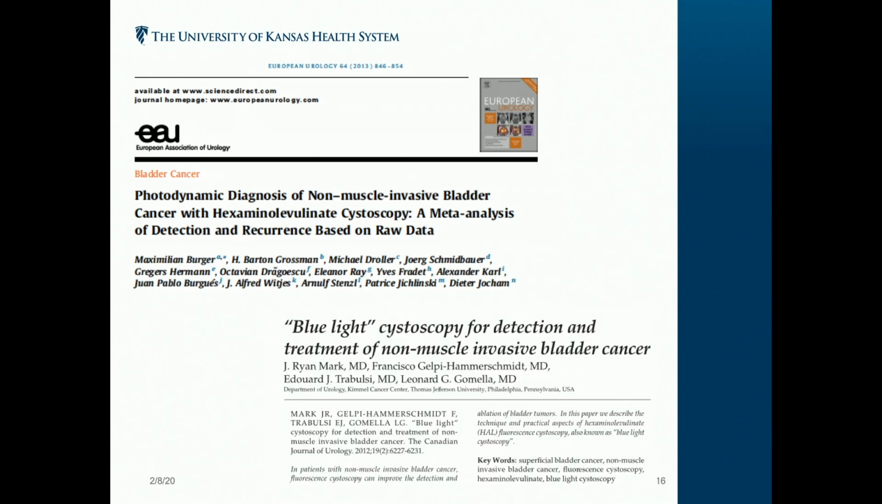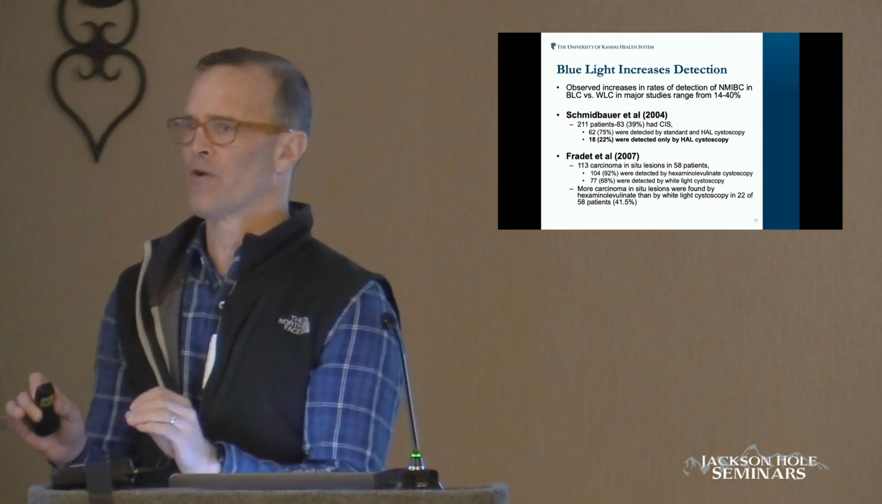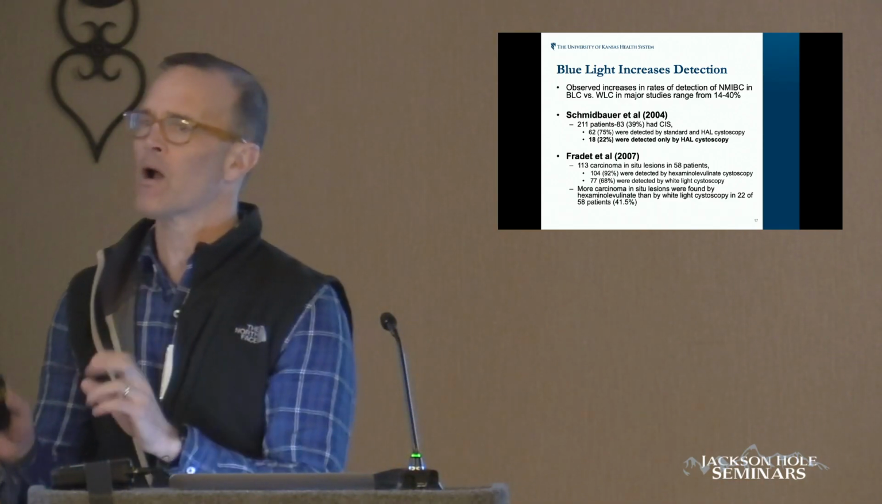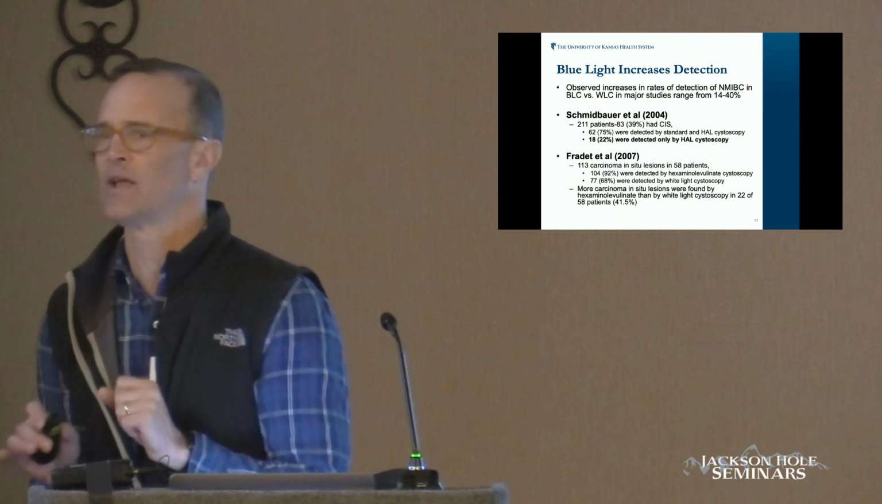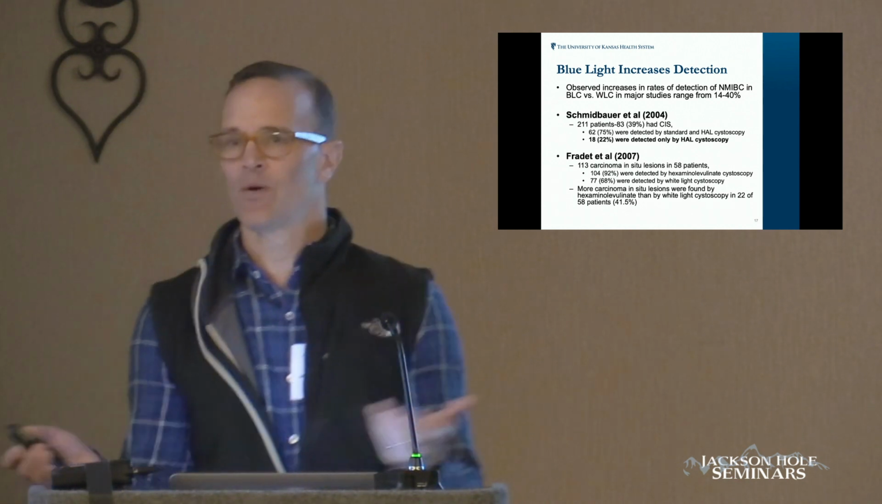And again, these have been published in multiple studies. As we go through some of the studies, when you put a summary on that, what you would say is that you can increase your detection rate by using blue light, somewhere about 15 to 40% improvement in detection. Now, 15 to 40%, what does that really mean?